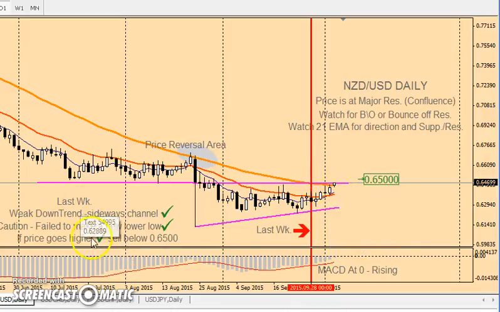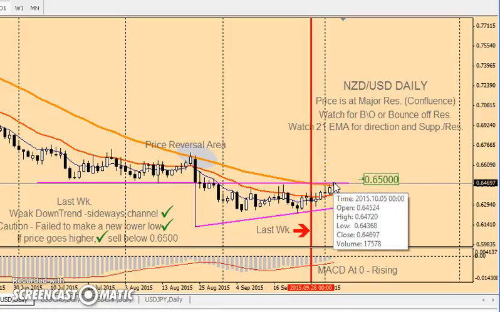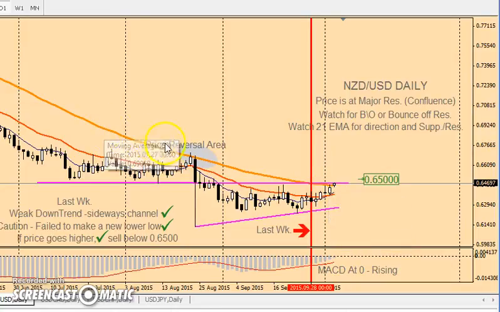So let's go back to last week. I said we were trading in a sideways channel. We were basically sideways. Caution, failed to make a new lower low. It did not make a new lower low. And if price goes higher, sell below the 6,500. So price is going higher, and we're looking for this area to hold. When I say confluence, I mean there are many clues and factors that will prevent price from going higher. And these many clues all together is called confluence. One of the clues is the 50 SMA. You can see that right here, okay?